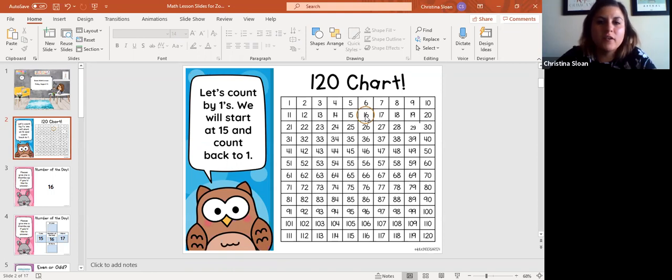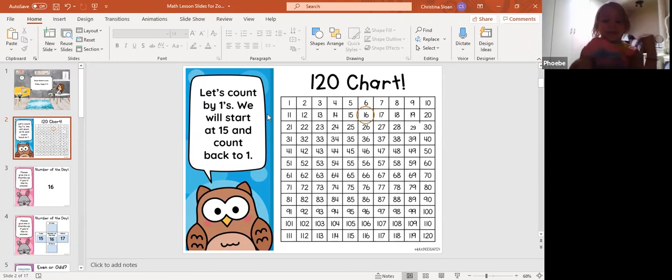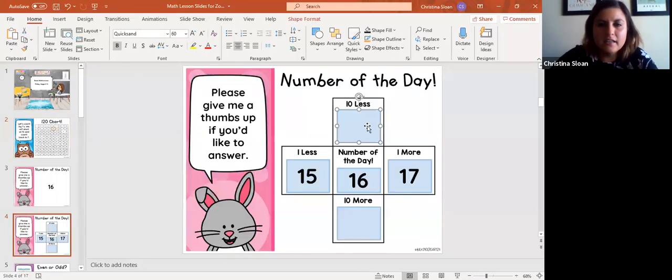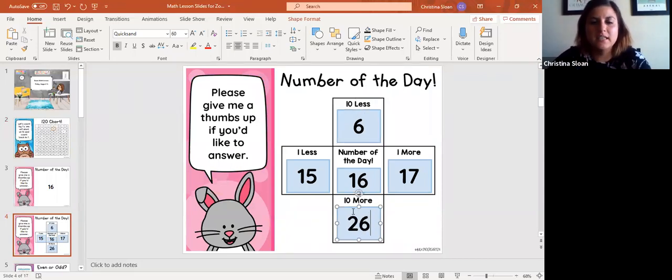Can I show you a trick for when you're using the number chart? Oh, yeah. So the number chart, if you want to know what's 10 less or 10 more, all you have to do is go either up or down. So 10 less, we're going up. So that was 6. So if we want to know what's 10 more, we're going to go down one row. So what number is that? 26. 26. Awesome. Thank you, Phoebe. So I'm going to go back here. 10 less is 6, and 10 more is 26.